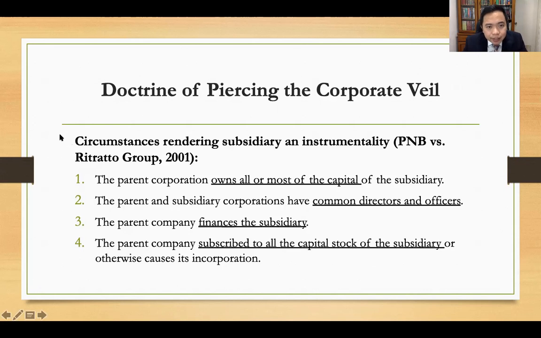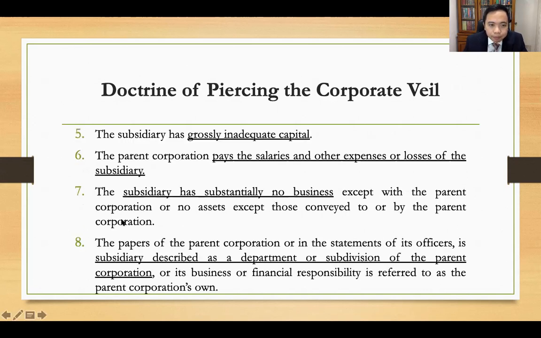These are the circumstances rendering the subsidiary an instrumentality, and therefore, the court will pierce the corporate veil. For example, if the parent corporation owns all or most of the capital of the subsidiary, the court can pierce the corporate veil. Meaning to say, the court can treat the parent corporation and the subsidiary corporation as one entity and therefore subject to liability. Pag meron silang common directors, if the parent company finances the operations of the subsidiary, etc., etc. Okay. Just familiarize yourselves with enumerations flash on your screens.